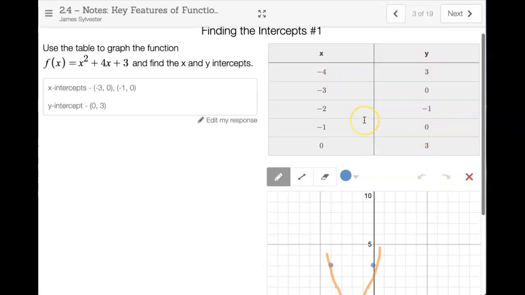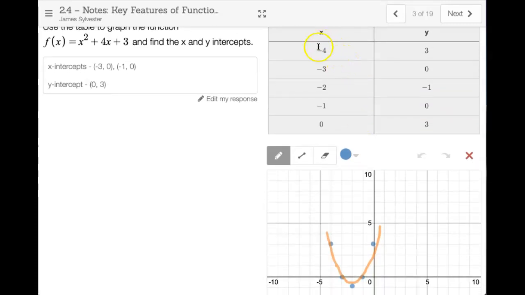So first point, -4, 3, that's left 4, up 3, so that's this point right here. Second point, -3, 0, that's left 3 and then 0. And then the third point, -2, -1, that's left 2, down 1. The fourth point, -1, 0, is left 1 and stay there. And then the last point, 0, 3, is, well, stay at 0 and then go up 3. So those are all my points, all those blue dots.